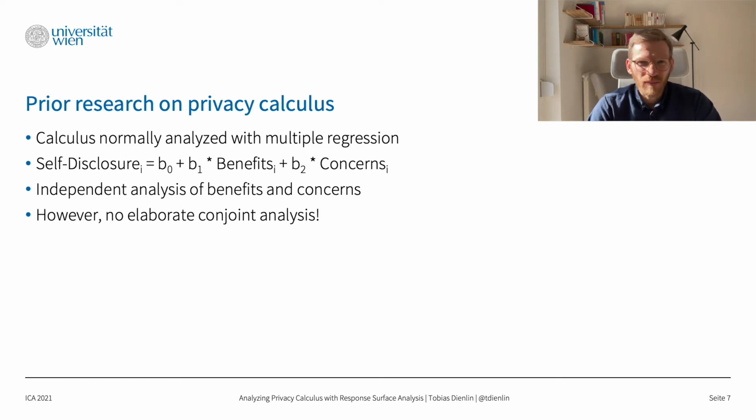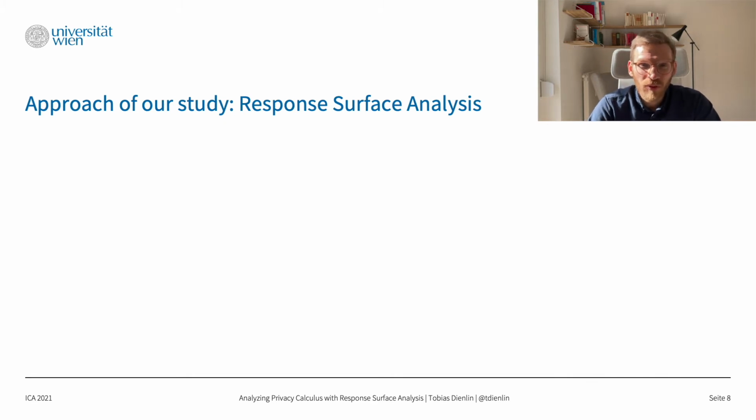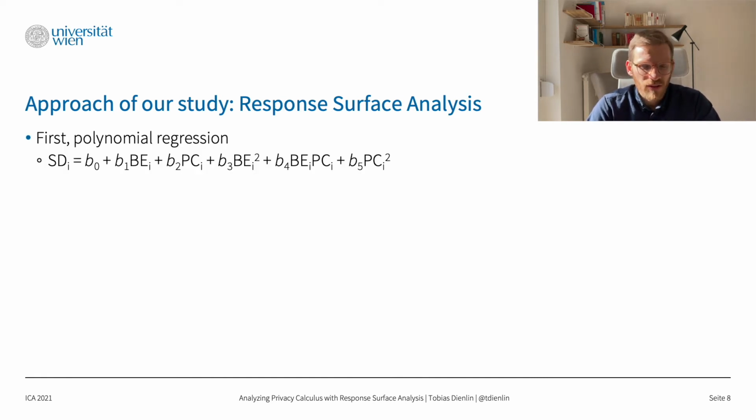But fortunately, there are analyses that really focus on this aspect. And the approach of our study was therefore to adopt so-called response surface analysis, which hasn't been often used in communication so far. Here, how do we proceed? We begin with a polynomial regression. So we include, again, we try to predict self-disclosure. We have a specific intercept, B0, and then we have our benefits, our concerns, but we also include the benefits with their exponent, the interaction of both factors, and also privacy concerns raised to the power.